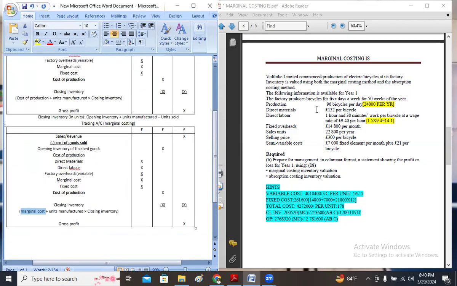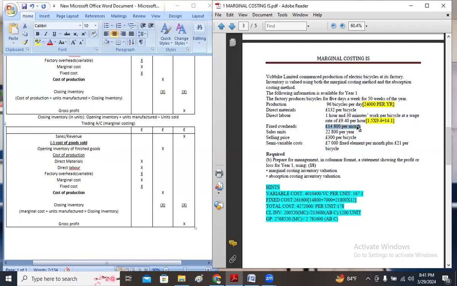So first of all, to see this question, there are 96 bicycles per day being produced. That means there are 5 days a week and 50 weeks. That means in total 5 days multiplied by 50 multiplied by 96, that means 24,000 bicycles are being produced. Direct material is 132 per cycle. Direct labor is 1 hour 30 minutes work per cycle at a wage rate of 9.4. That means for every bicycle, it is 1.5 hours multiplied by wage rate 9.4, that is 14.1.